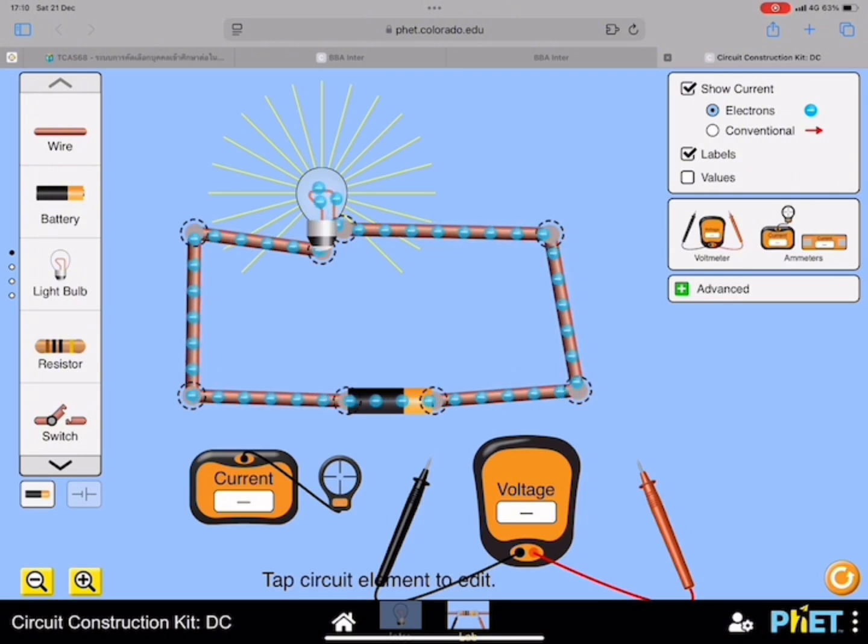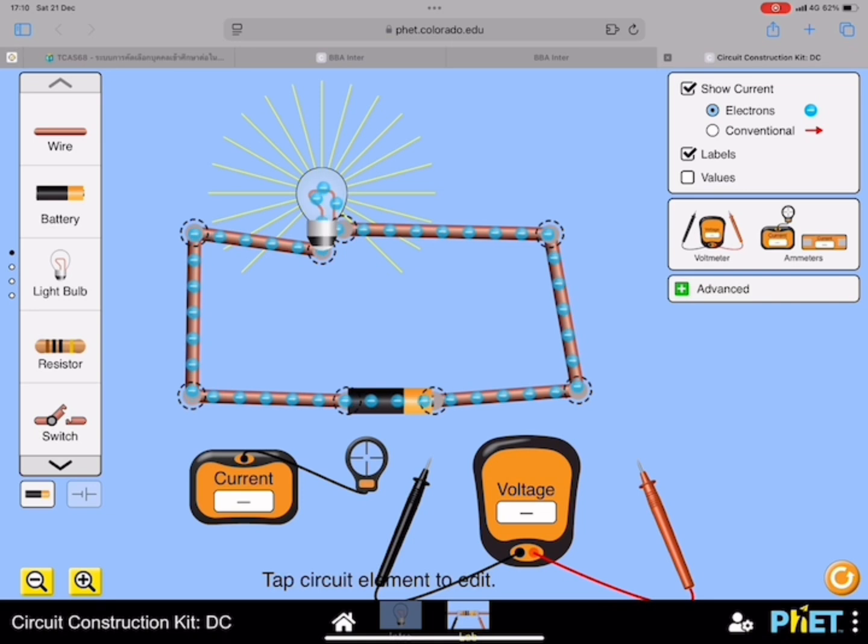As you can see in the simulator, this is an ammeter, and it measures 0.9 amperes throughout the circuit. The reason the current is equal at 0.9 amperes throughout the circuit is the conservation of charge, which I will explain later in the video.